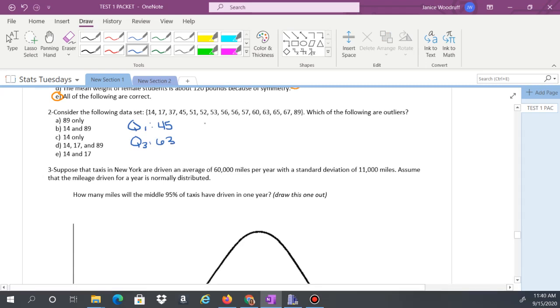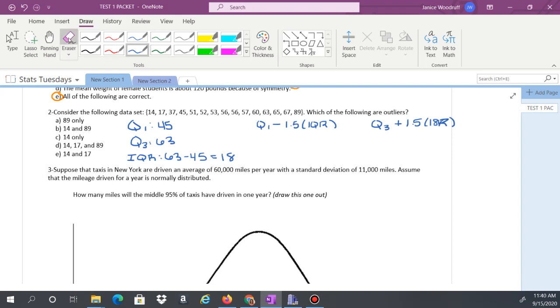Based off of that, my IQR is going to be 63 minus 45, so 18. And then we want to test for outliers. For your small outlier, you're going to go Q1 minus 1.5 times your IQR. And then your large one, Q3 plus 1.5 times your IQR. I was writing 18, but IQR.